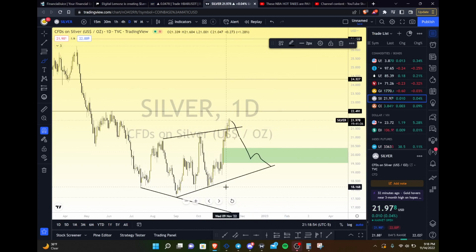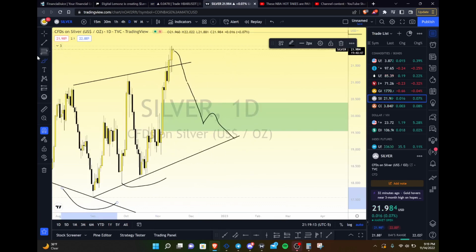As long as it holds these lows that it's made, so here's a low, higher low, and potentially another higher low, and then it makes another higher high, everything's okay. So you just have to keep that in mind. But we do want to see silver being held up anywhere from the 50% to the 38.2.